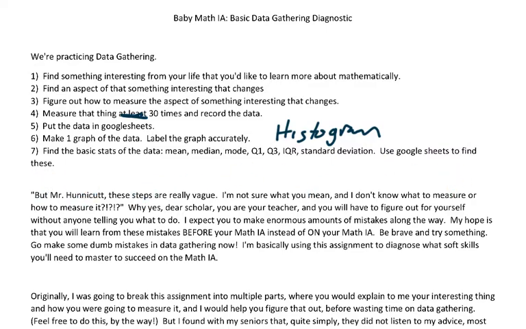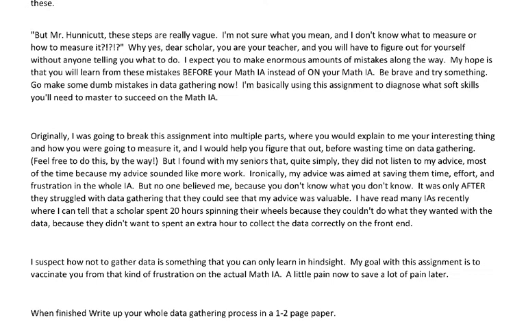All right, now you might be saying to yourself, hey, Mr. Hunnicutt, these are really vague. I'm not sure what you mean. I don't know what to measure or how to measure it. Here's the most important thing, kids. You or your teacher, you're going to have to figure it out without anyone telling you exactly what to do. All right? That is part of the assignment. That is a key part of the IA.